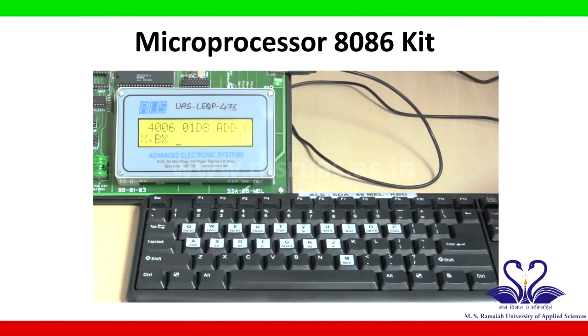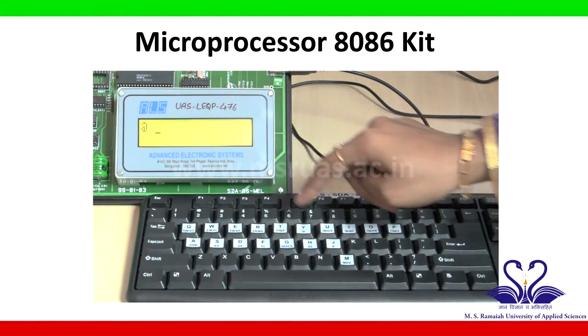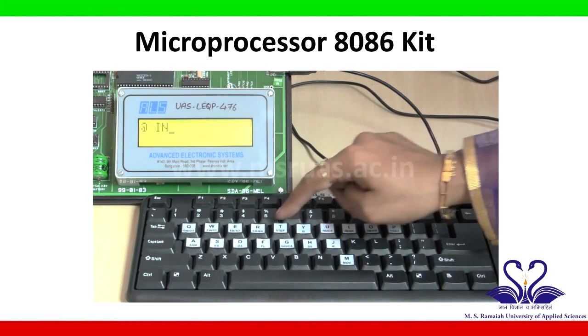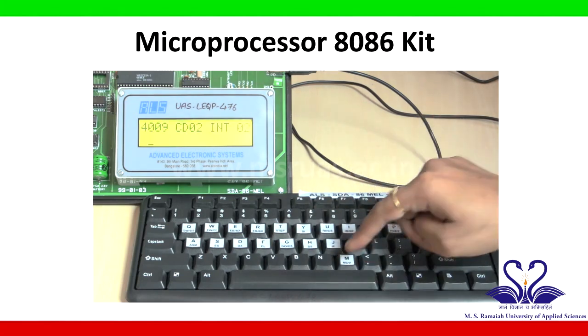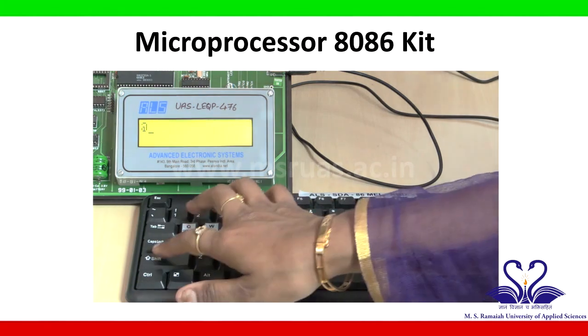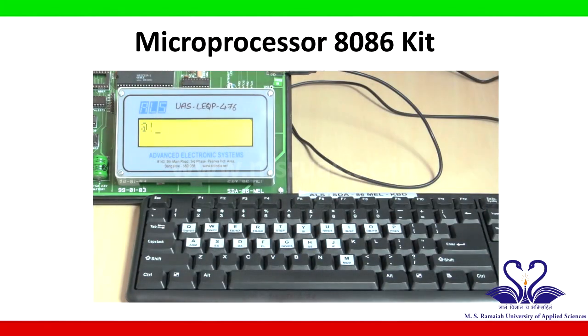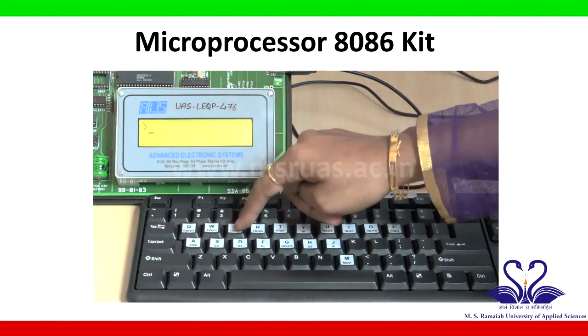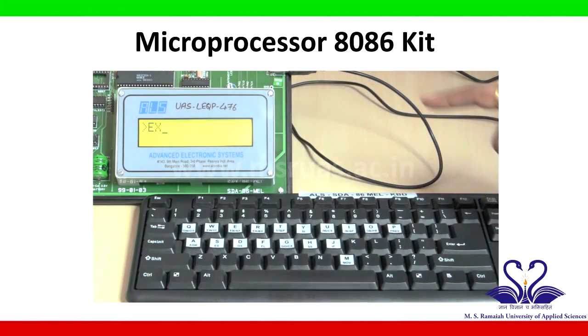Give enter. Then give N, INT 3, which means interrupt 3. Enter. Then give N, then shift 1, so that you get this exclamatory mark. Enter. Then give exit, EX, so it comes out of the assembler and disassembler mode.